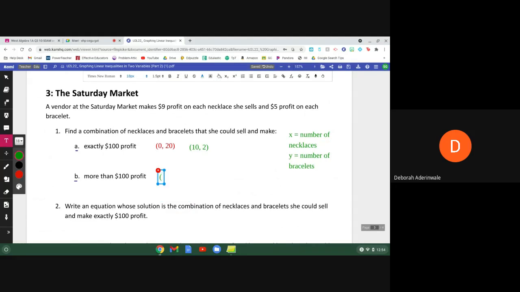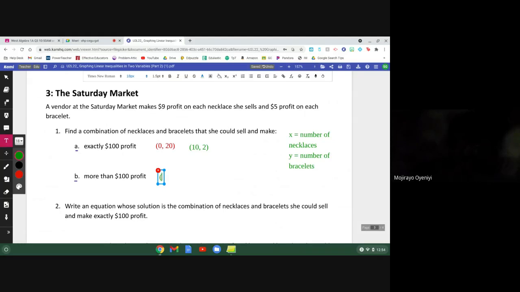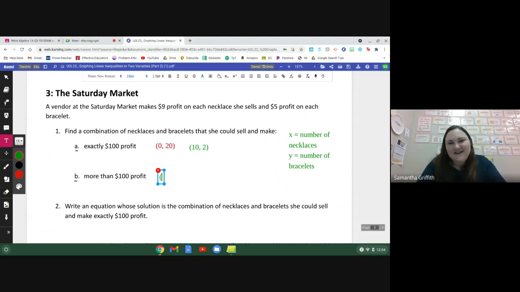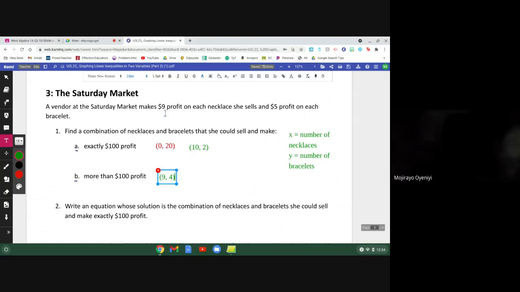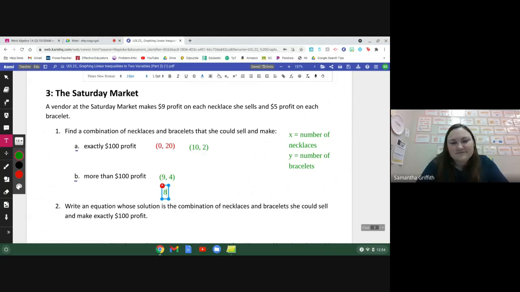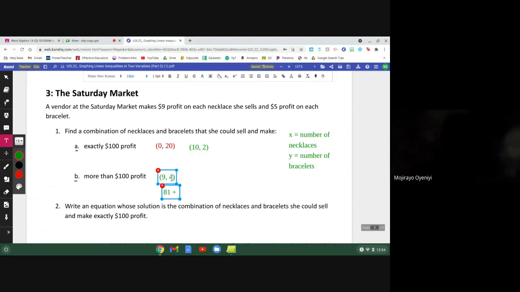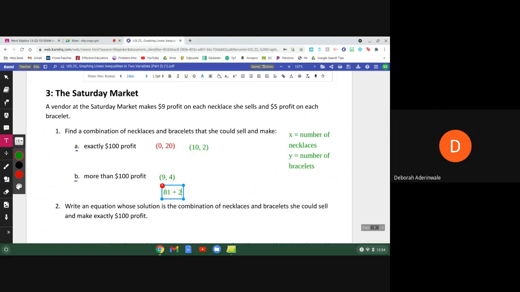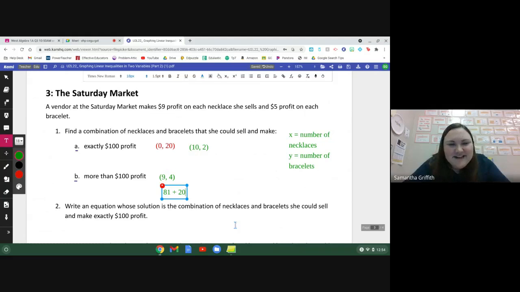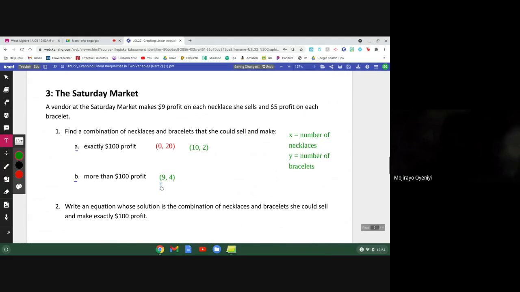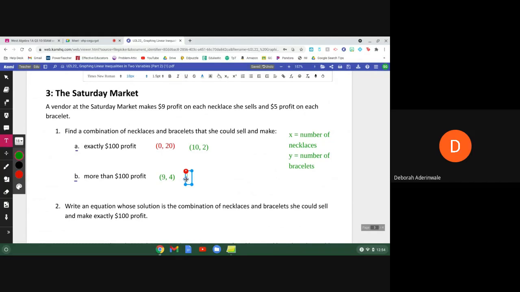So we can change that to probably 9, 4. Let's try that. 9 times 9 is 81, plus 4 times 5 is 20. So that would get us over 100. That is above 100. It's more than 100. Can also have 10, 4 or 10, 5.